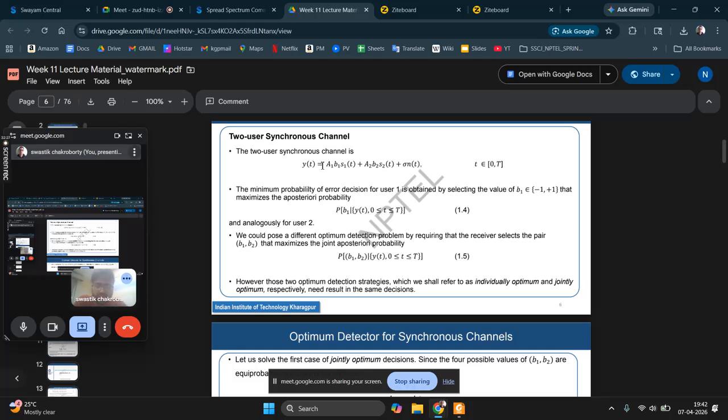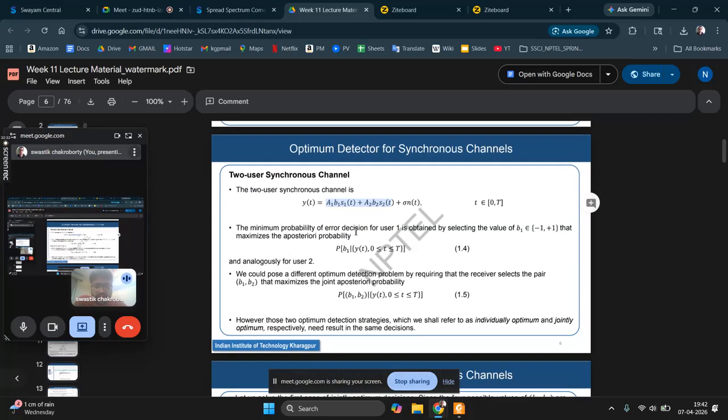So if there are two users, a1 b1 plus a2 b2, the minimum probability of error, previously it was multi-user, now it is two user. The two user synchronous channel will have a1 b1 s1(t), where s1 is the waveform, b1 is the bit, and a1 is the amplitude. The minimum probability of error decision for user 1 is obtained by selecting the value b1 equal to -1 or +1 that maximizes the a posteriori probability.